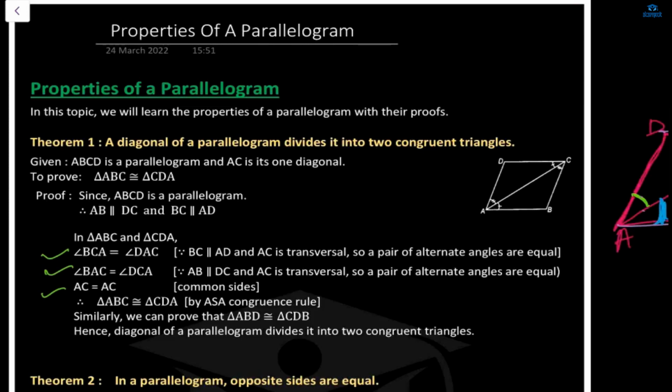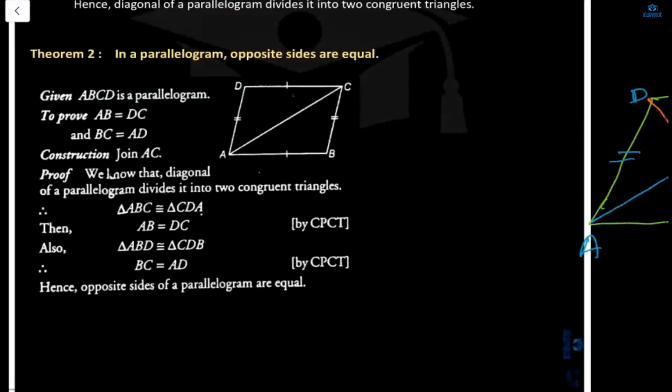two theorems. We have covered till now two theorems. The first one was: a diagonal of a parallelogram divides it into two congruent triangles. So if we draw the diagonal in a parallelogram, then that diagonal is going to divide the parallelogram into two congruent triangles, two same triangles. Now the second theorem that we covered was: in a parallelogram, opposite sides are equal.